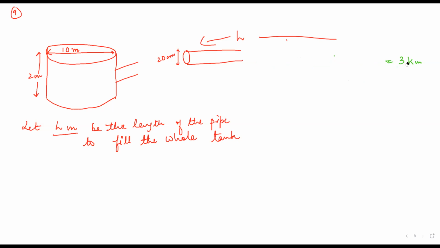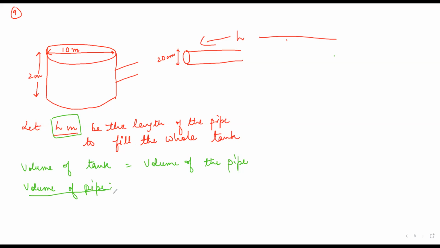So let's do it this way. If I say that length is H meter, so in that case, the volume of the tank will be same as the volume of the pipe, isn't it? For this particular length of the pipe, which is actually filling the tank. So volume of the tank will be same as volume of pipe. Is it clear? Yes, ma'am.